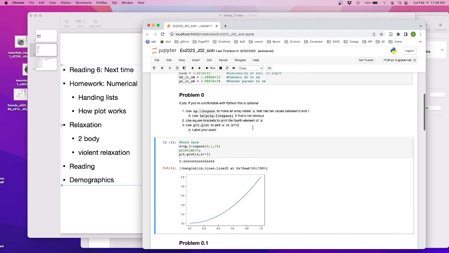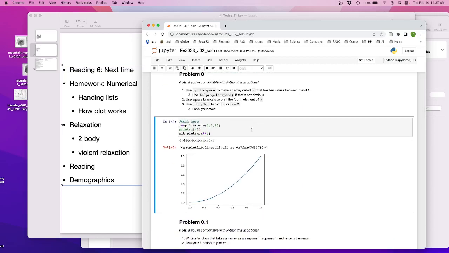So we had a couple of just try it out here, play around with these things using linspace. So linspace, if I want a number or array of numbers that goes from 0 to 1, np.linspace gives me the list of numbers between 0 and 1, and I have 10 of them in this plot. So you can print the fourth one with square brackets. That prints the fourth element. And then you can plot x versus x squared.